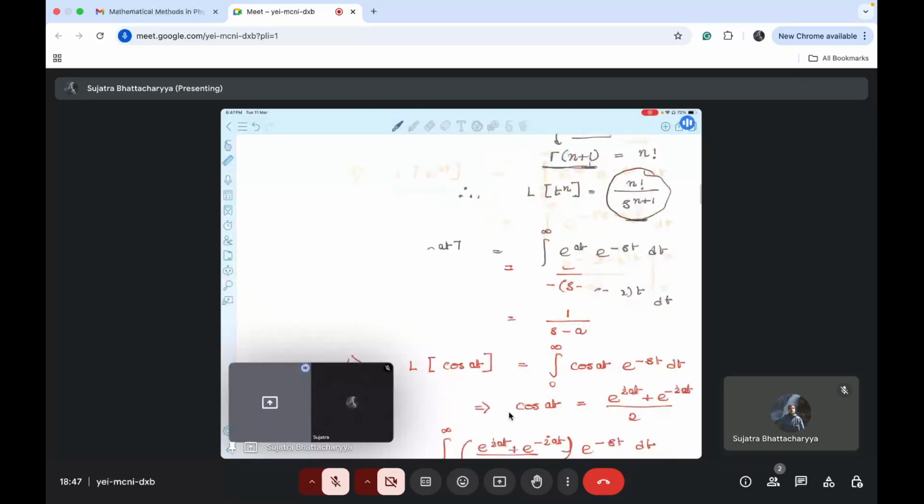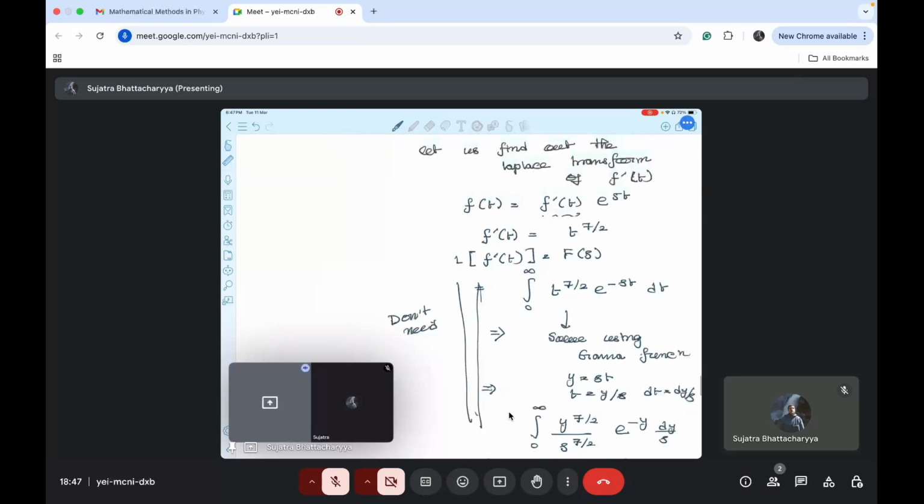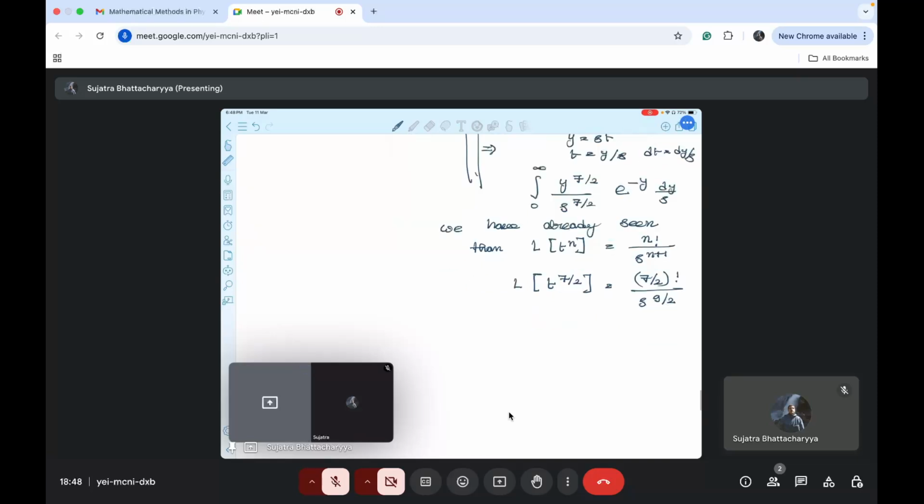Let's go now to the bottom. So we have wrongly written the formula. So the formula will be, instead of this, n factorial divided by s to the power n plus 1. We have already derived it, right? So it will be 7 by 2 factorial divided by s to the power 9 by 2, right? 7 by 2 plus 1. The question is, what will be the n factorial?